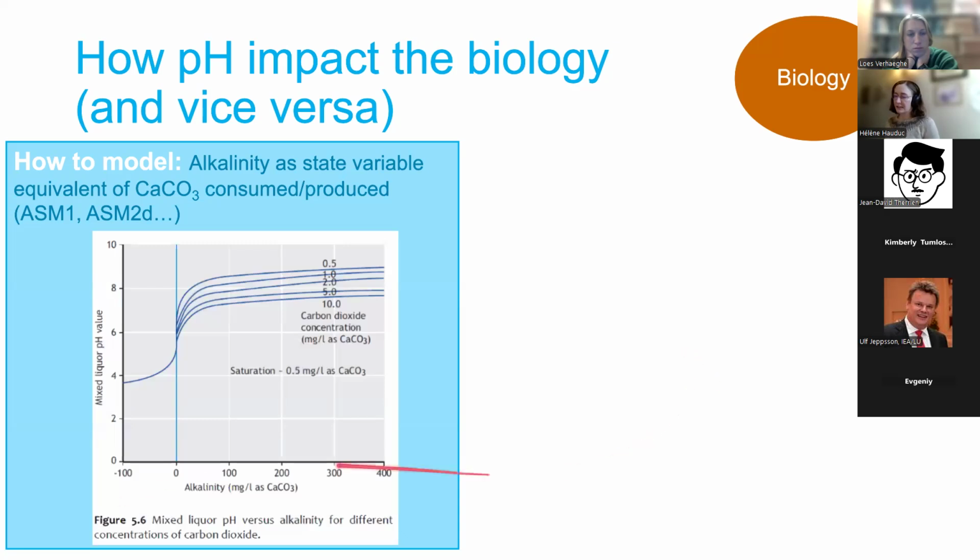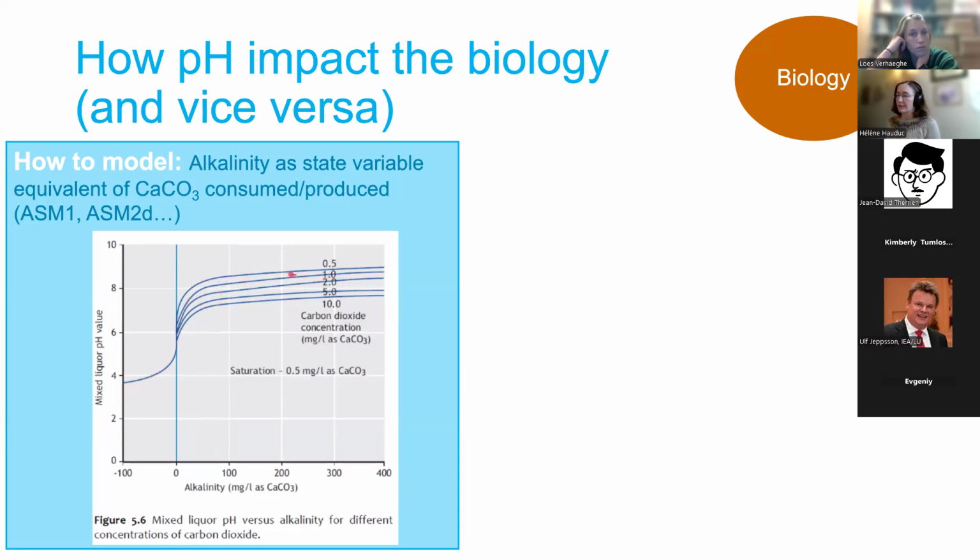However, is alkalinity a good state variable to follow what happens in terms of physico-chemical reactions, and especially the risk with the acidity of the wastewater? Here is a graph from the same book that I presented in the previous slide, showing the mixed liquor pH value for different alkalinities. We can see that with an alkalinity above 50 milligrams per liter as calcium carbonate, the pH is quite stable. But when the alkalinity is lower, the pH drops.